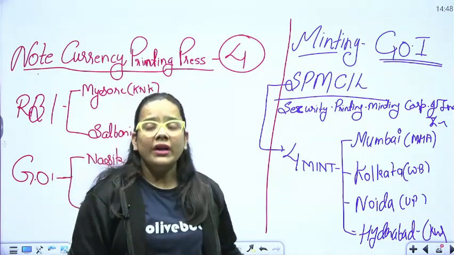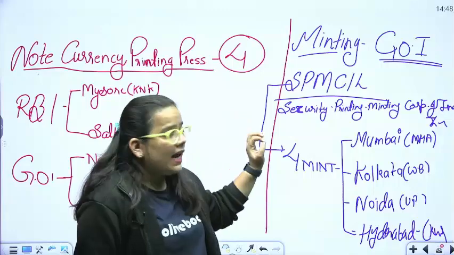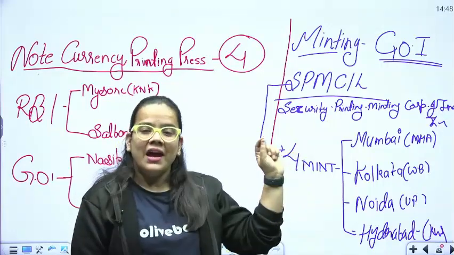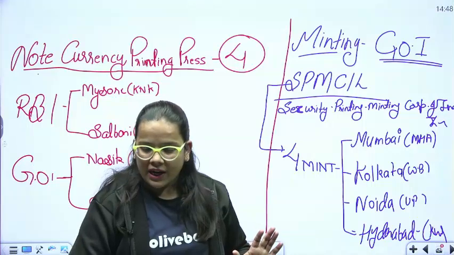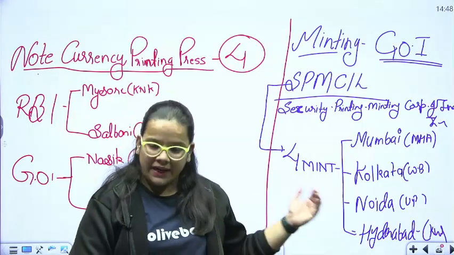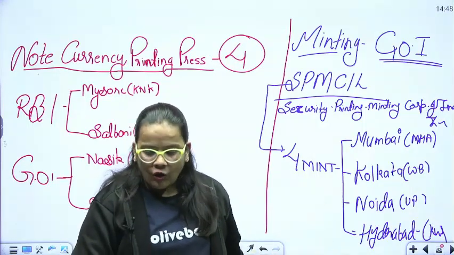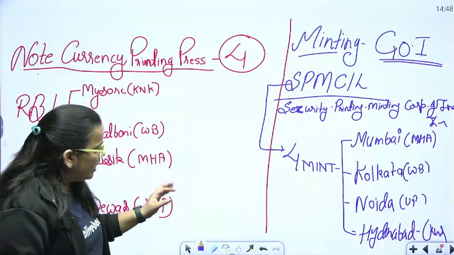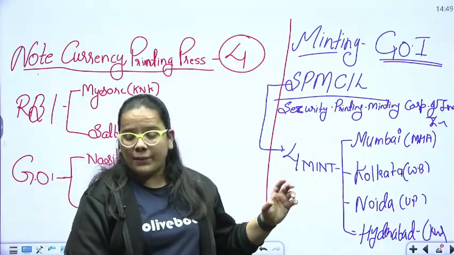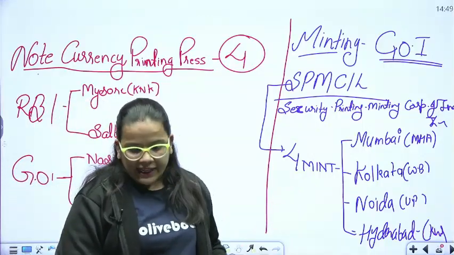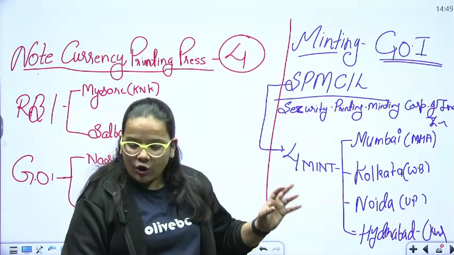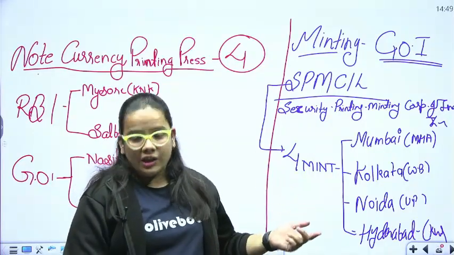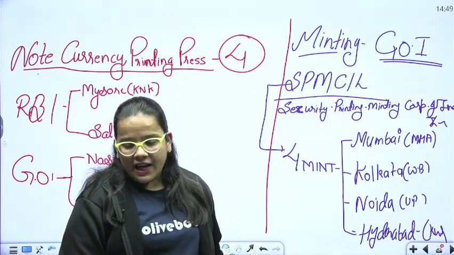Okay. Now each coin is minted in a particular mint. They have one sign or symbol that we can use in the case of the security mint. So if we talk about Mumbai, if a particular coin is minted in Mumbai, it has a different symbol. If it is minted in Kolkata or Noida, it has a different symbol. Anyone? Any idea regarding these symbols?